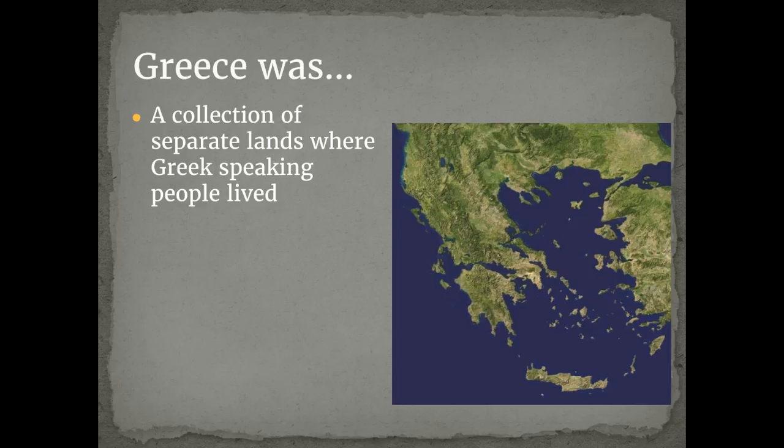First of all, when we talk about ancient Greece, this was a collection of separate lands where Greek-speaking people lived. This was not necessarily a unified country at this time. In fact, it was simply this region where everybody spoke the same language. They had a relatively common culture. They had pretty similar religion, right? But this was not one country.